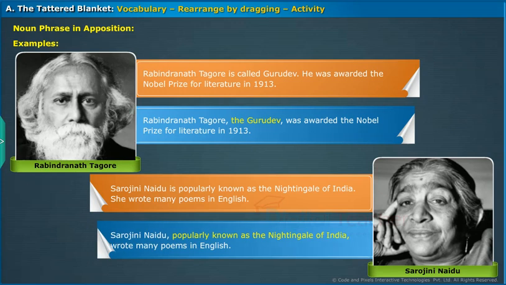In the first example, the Gurudev is the noun phrase in apposition because it is coming after the main noun Rabindranath Tagore and describing him. In the second example, popularly known as the Nightingale of India is the noun phrase in apposition because it is coming after the main noun Sarojini Naidu and describing her.